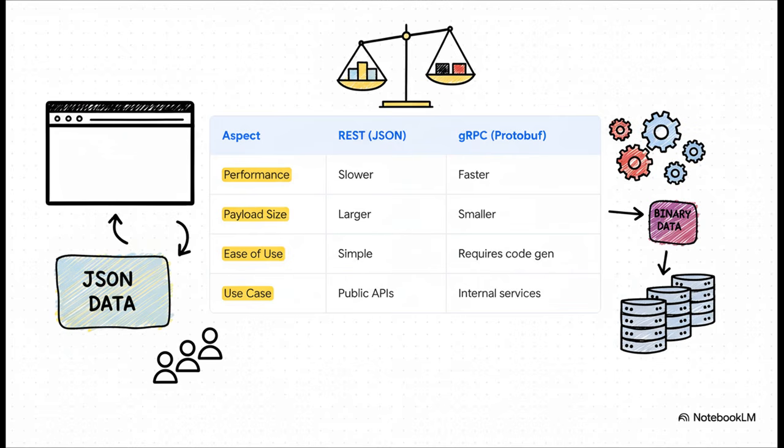REST is easy to use, it's human-readable, and any web browser can speak it, which makes it perfect for public APIs that talk to the outside world. But it's slower. The messages are bigger. gRPC is the opposite. It's a bit more work to set up, but it's incredibly fast and efficient, which makes it absolutely ideal for all that high-speed internal chatter between our own services.